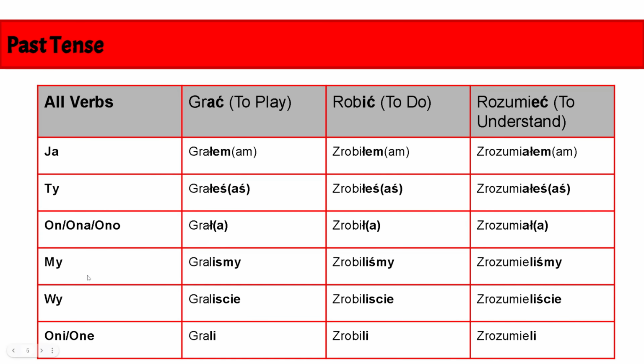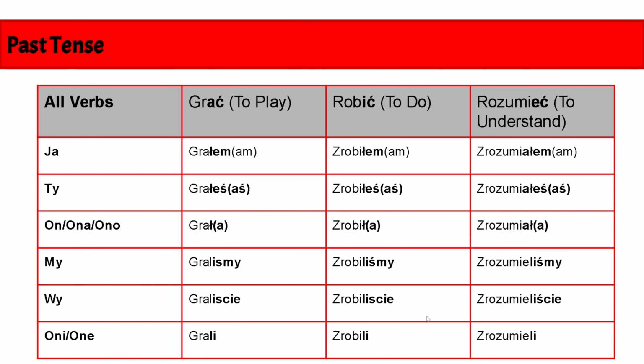These last three, my, wy, oni, one, are not gender dependent, and you don't have to think about gender when you're conjugating them. So we just have my graliśmy, wy graliście, oni, one grali. Again, we're taking that ć, throwing it away and adding that new ending. For my, it's liśmy. For wy, it's liście. And for oni or one, it's li. And again, you just learned the conjugation for every regular verb in the past tense.